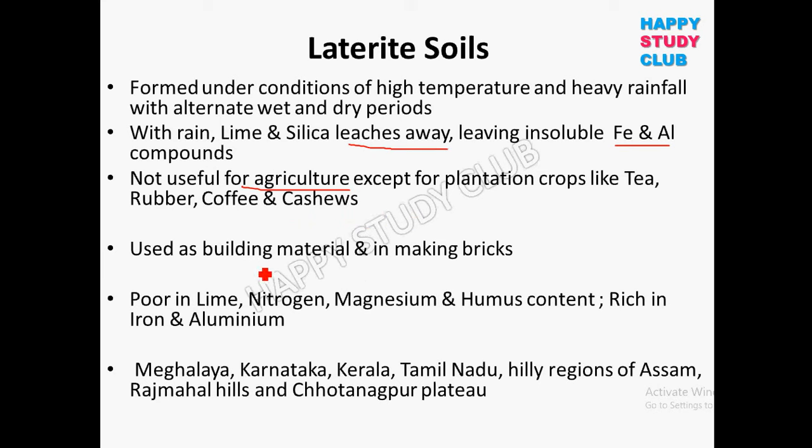And also it can be used as a building material and in making bricks. Also laterite soils: the word laterite is derived from "later", which means bricks. They are poor in lime, nitrogen, magnesium and humus contents, but rich in iron and aluminum. As we discussed earlier, when lime and silica leach away, they leave insoluble iron and aluminum compounds. They are found in Meghalaya, Karnataka, Kerala, Tamil Nadu, hilly regions of Assam, Rajmahal Hills, and Chota Nagpur Plateau.